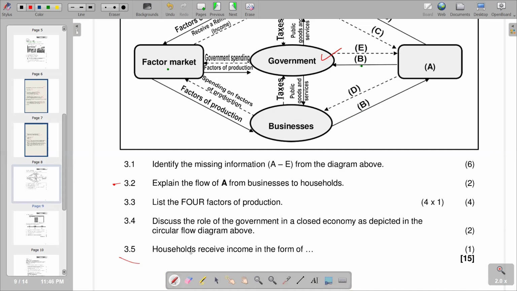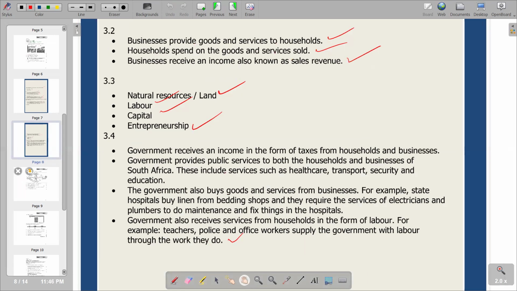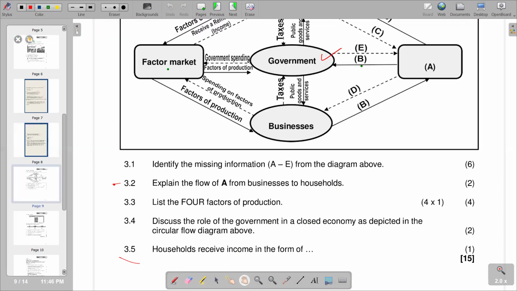Then we go to the last part of the question, which says households receive income in the form of what. Households provide labor and they receive income in the form of salaries and wages. So salaries and wages is our response, which is also what we have highlighted in our answer section. That's what we have on the last part of our question.